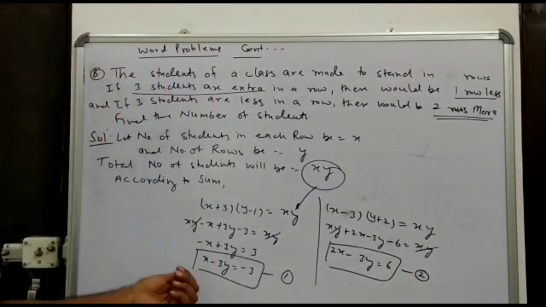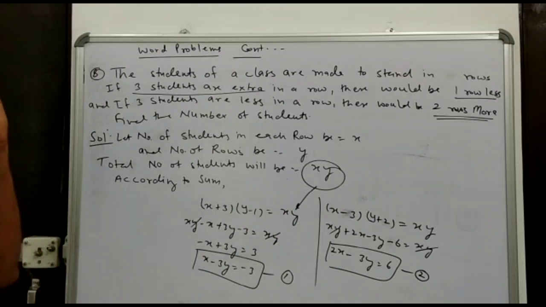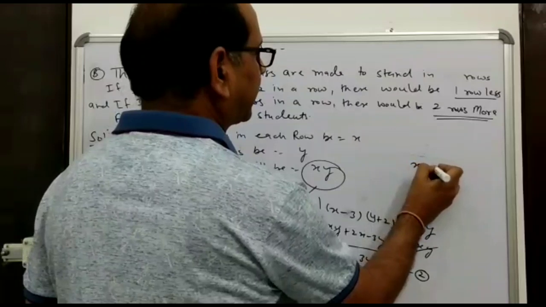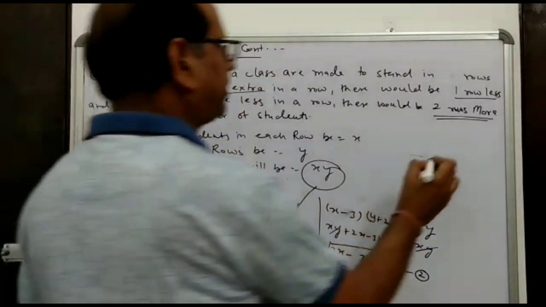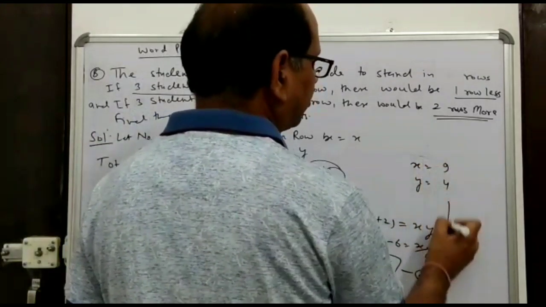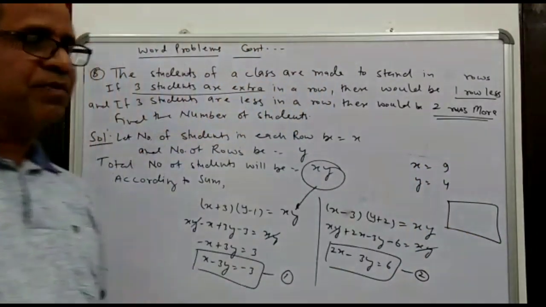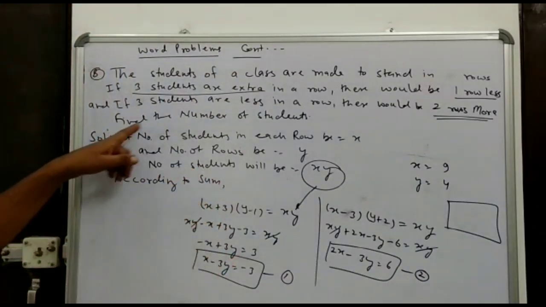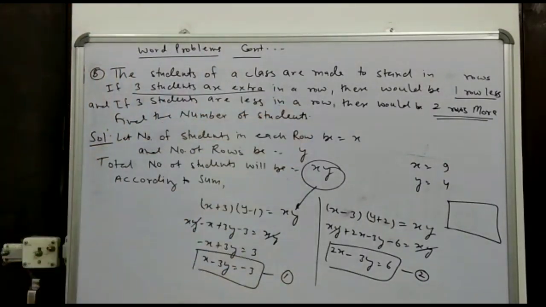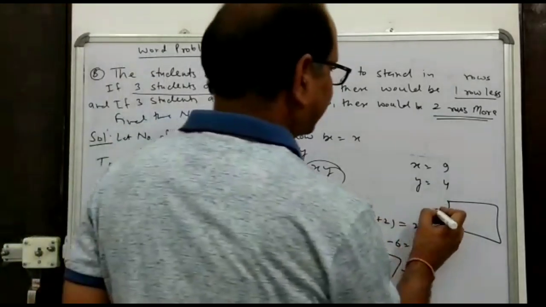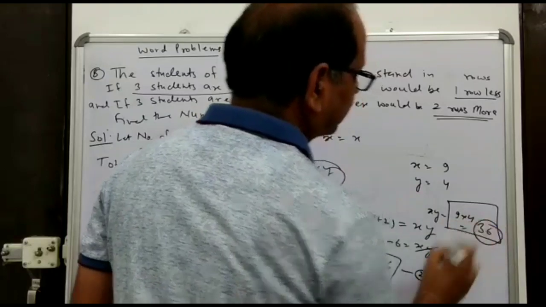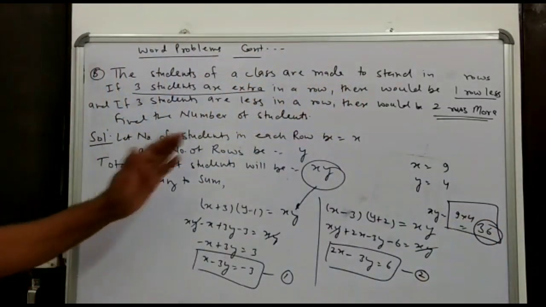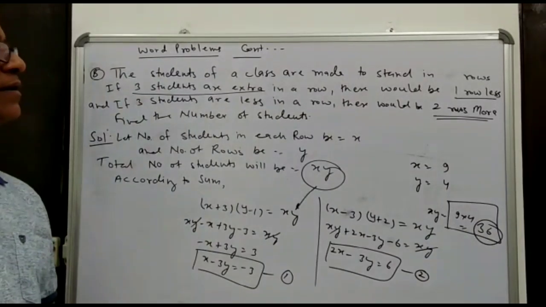And it is not required to tell you how to solve these two linear equations. We have done a lot of sums. You can solve it, and when you solve it, you have to get the value of x and the value of y. So the value of x will be 9 and the value of y will be 4. But what will be our final answer? Our final answer is to find the number of students. So the number of students will be xy. So it is 9 into 4. The answer is 36. It means 36 students are there in the class.